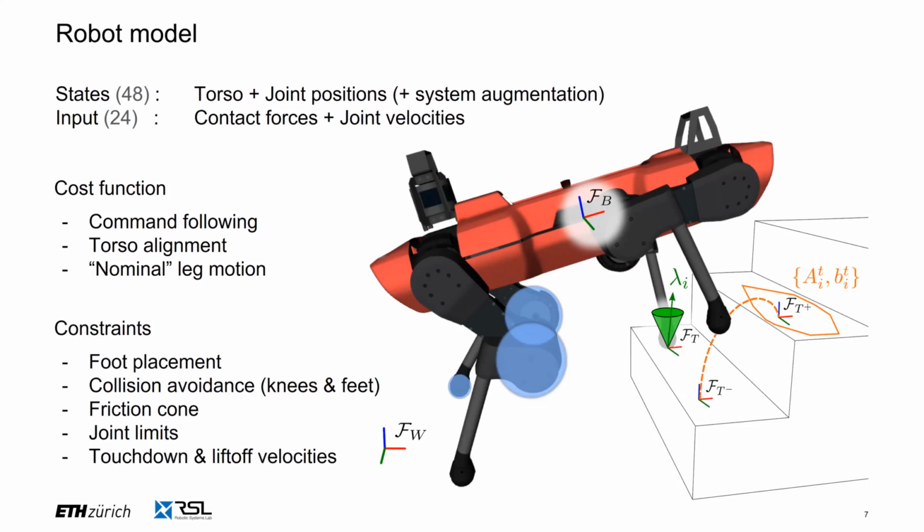And I think the main locomotion comes from the constraints. So as I said, we have this convex foot placement constraint. And for each of the knees, we add a collision sphere with the terrain. We impose friction cones. We impose joint limits, and we have a particular liftoff and touchdown velocity that we like to achieve.